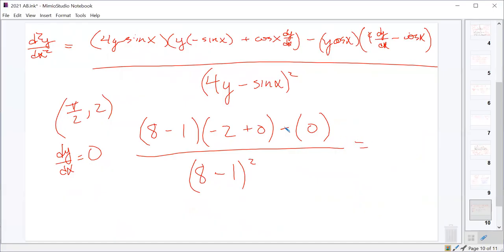We end up with negative 14 over 49, or negative 2 over 7, which doesn't really matter that it's negative 2 over 7. What matters is that it is less than 0. Right? If it's less than 0 at a critical value, then that tells us that the function is concave down, which tells us that that critical value yields a maximum.